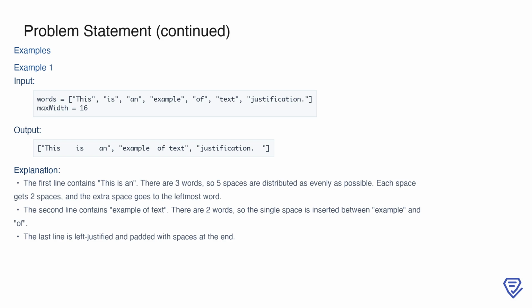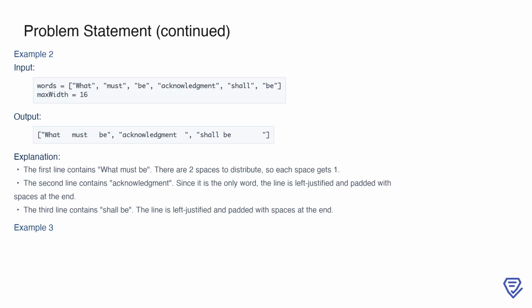If the input is words equals, this is an example of text justification, and max width equals 16, the output will be, this is an example of text justification. Here's how this works. In the first line, we fit the words this, is, and an. There are 3 words and 5 spaces to distribute. Each gap gets 2 spaces, and the remaining 1 space is added to the leftmost gap. The second line contains example, of, and text, and since there is only 1 space to distribute, it is placed between example and of. Finally, the last line contains justification, and since it is the last line, it is left justified, with any remaining space padded at the end.